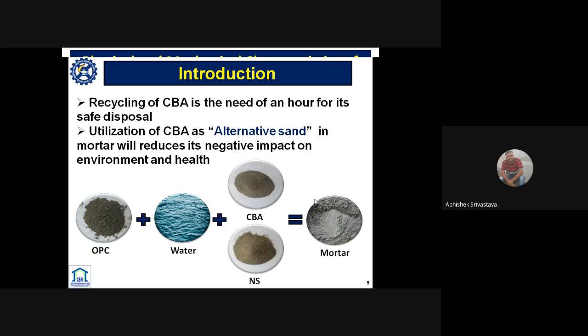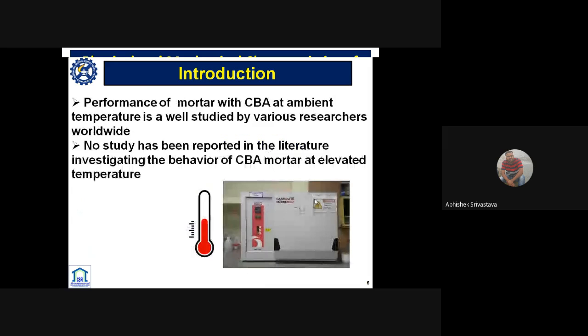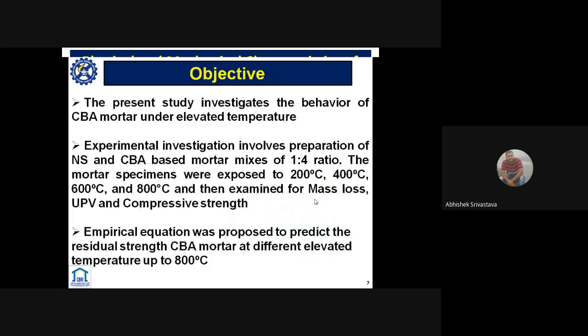Many researchers have investigated the utilization of CBA, and due to its particle size being similar to natural sand, a lot of research has been done on utilizing it as a replacement of natural sand in mortar. The performance of mortar with CBA at ambient temperature is well studied by various researchers like Torkittikul et al., Batty et al., Ramadoss et al. In India, Rafat Siddique sir from Thapar University and Navdeep Singh from NIT Jalandhar have done tremendous work in CBA-based mortar and concrete. However, in the literature, no study has been reported investigating the behavior of CBA mortar at elevated temperature. So this research gap is what this study tries to fill.